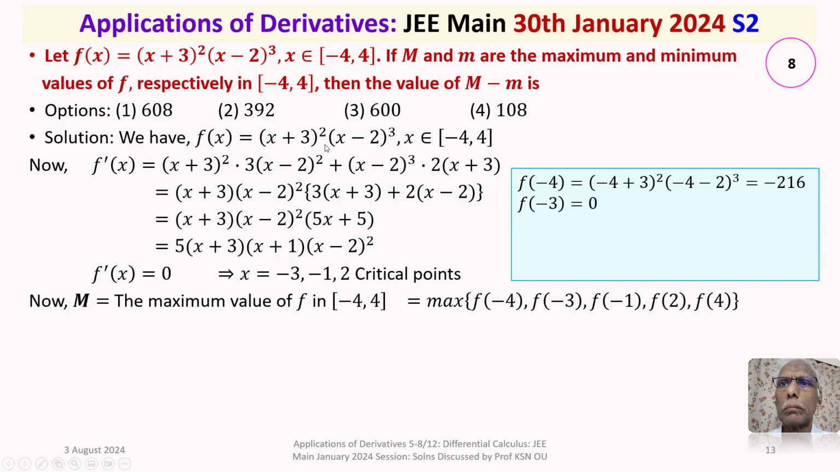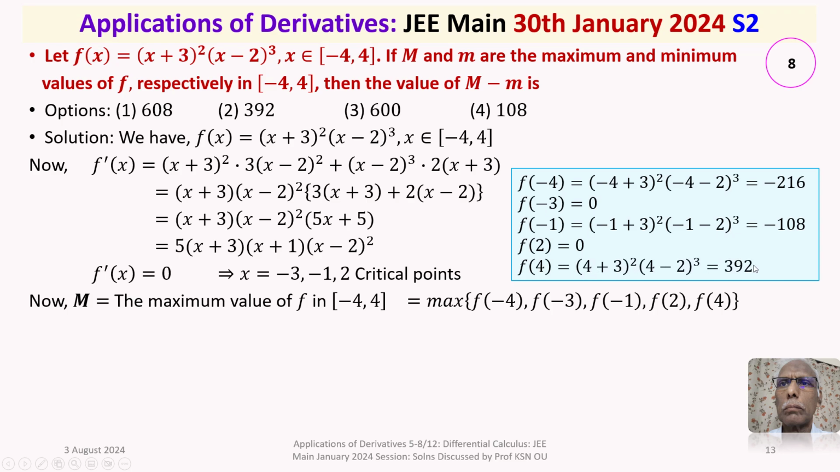X plus 3 is there. X is equal to minus 3, this will be 0. X is equal to minus 1, substitute. You will get minus 108. F of 2, that is 2 minus 2, that is 0. And f of 4, the other extreme point, that is 392. Take these values and substitute here. Maximum of minus 216, 0, minus 108, 0, 392. The maximum of all of them is 392.